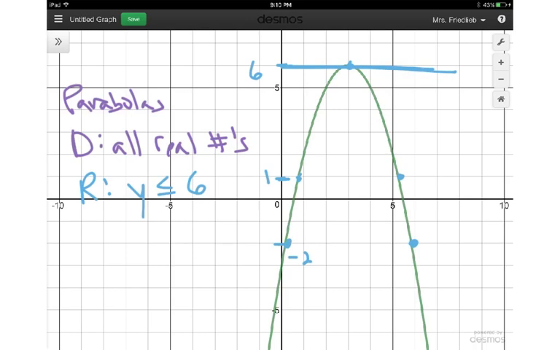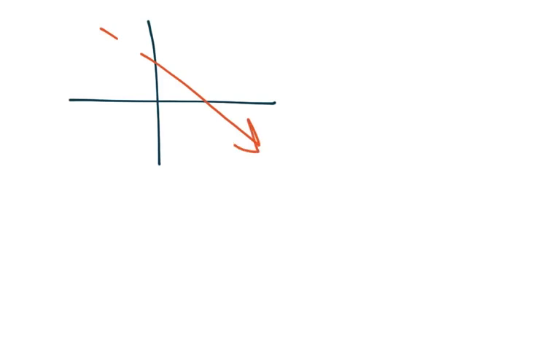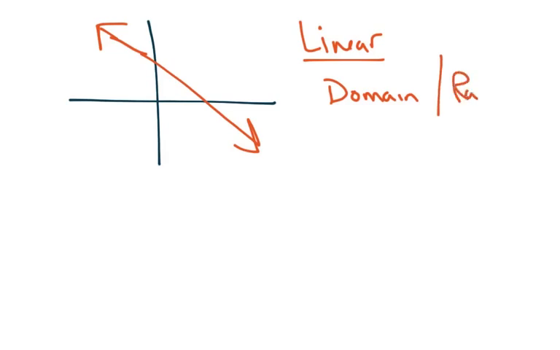Now this is all fine and dandy. Just a reminder, all parabolas, their domain is all real numbers. All linear equations, if a linear equation, remember, is a straight line. For linear equations, both the domain and the range are all real numbers.